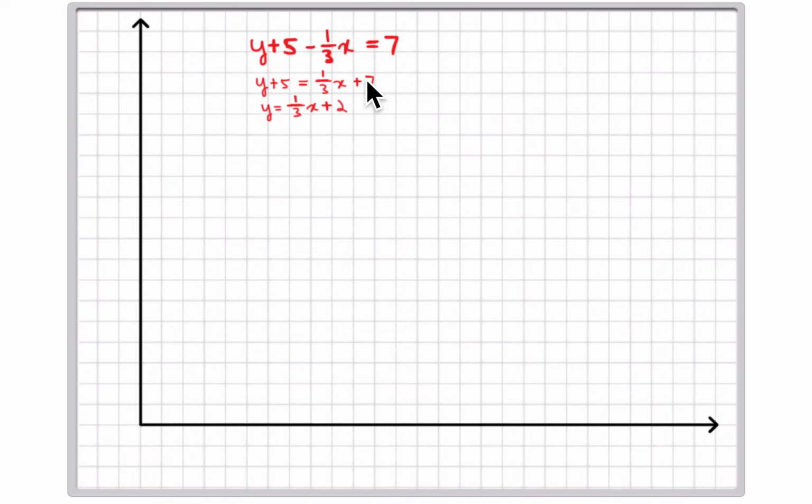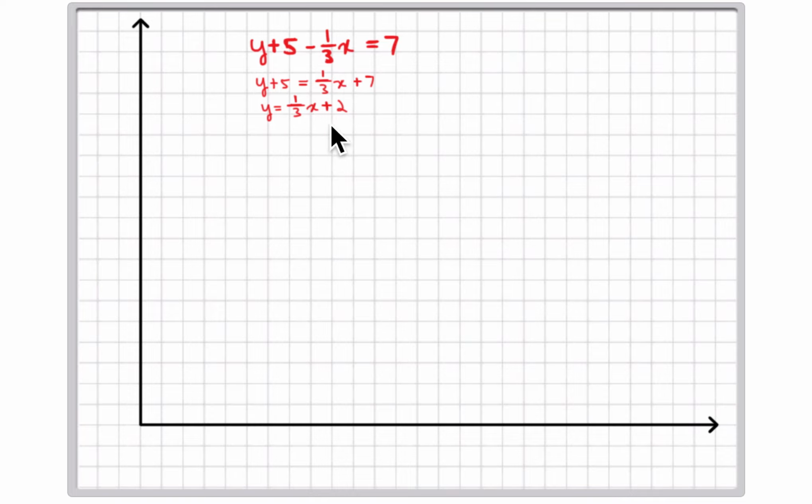Okay, one more time. Y plus 5 minus 1/3 x equals 7. So move everything over to the right side. So now I have y equals. So I'm going to subtract 5 from 7. 7 minus 5 is this 2 right here. I'm going to add 1/3 x. That's this 1/3 x right here.